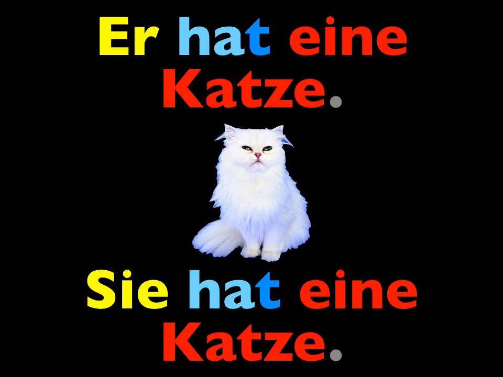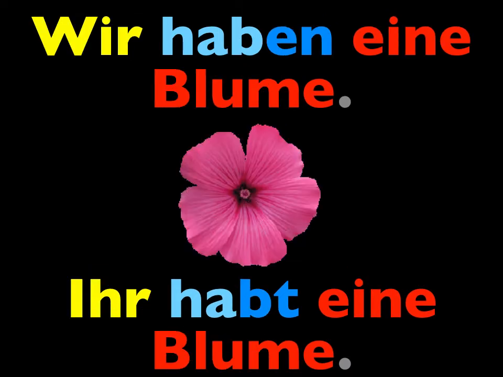In the second sentence, we know that sie means she because the verb is singular and not plural. It is hat, H-A-T, and not haben, H-A-B-E-N. Let's continue. Say we have a flower and you have a flower. Wir haben eine Blume. Ihr habt eine Blume. In the second sentence, ihr means informal you, plural, referring to more than one friend, family member, or child.